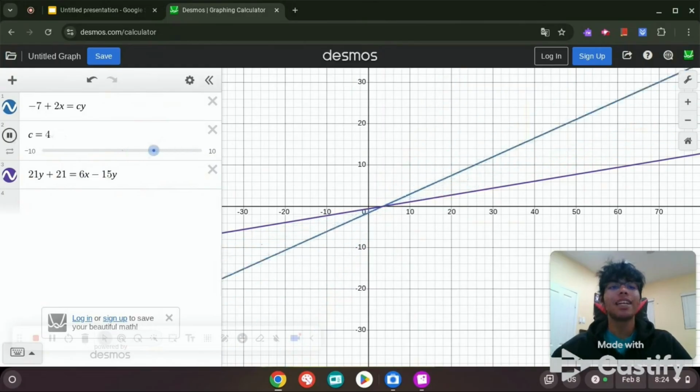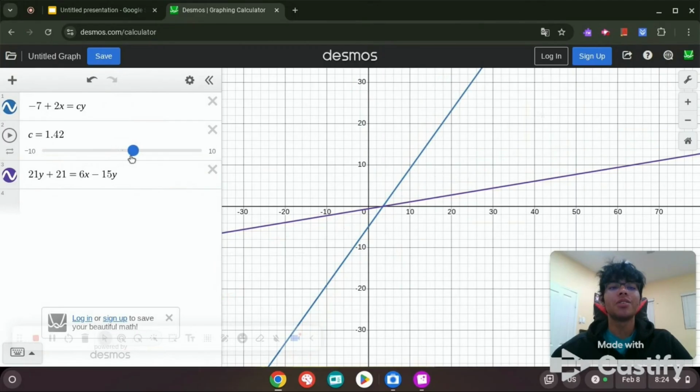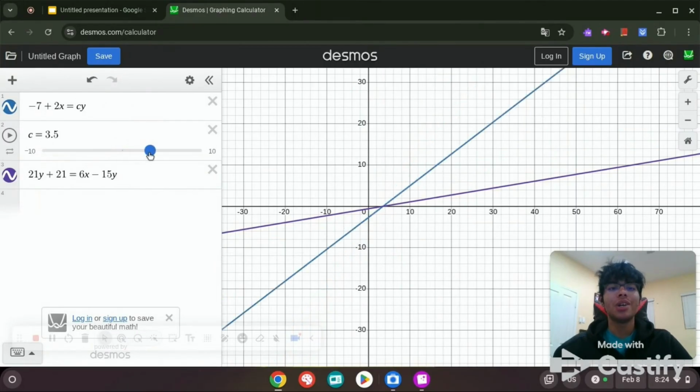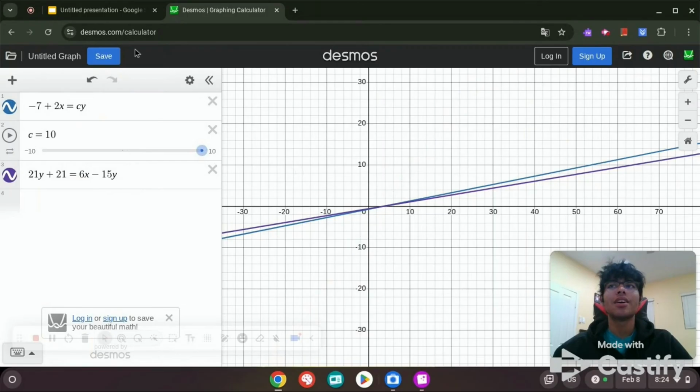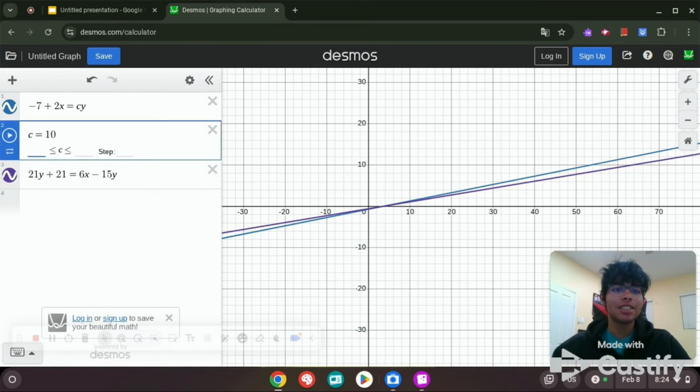We see that towards the end, we're getting closer and closer to the actual slope. So if we move this all the way to the end, that's 10, and we see that doesn't meet it yet. So we can just add to this range. Let's go from 10 to 15, and let's see.